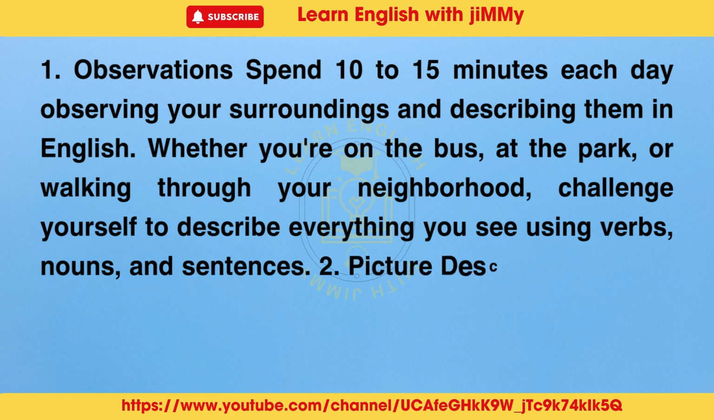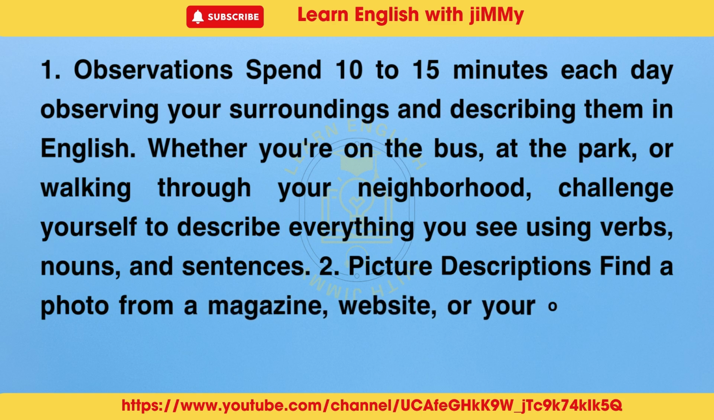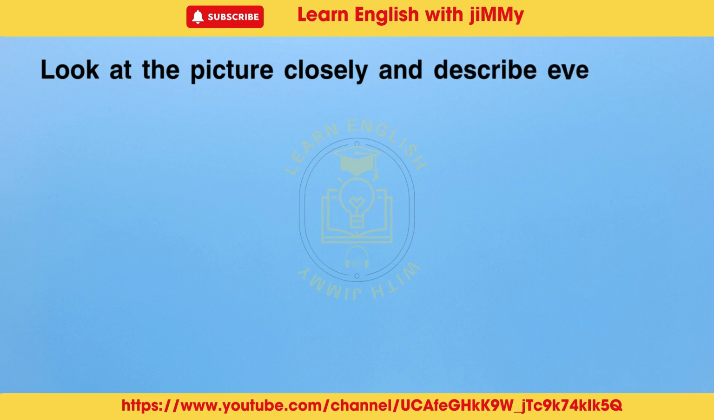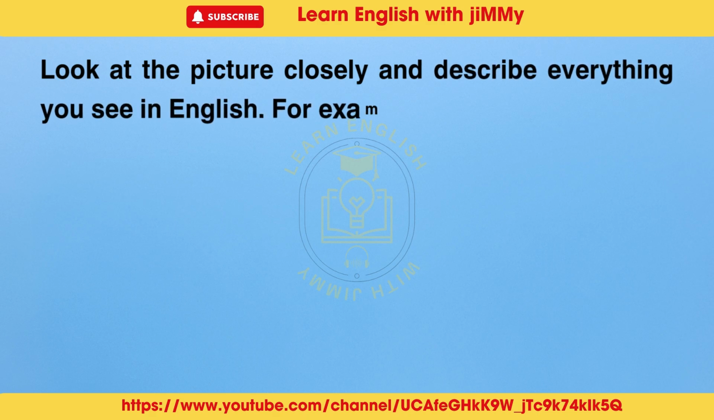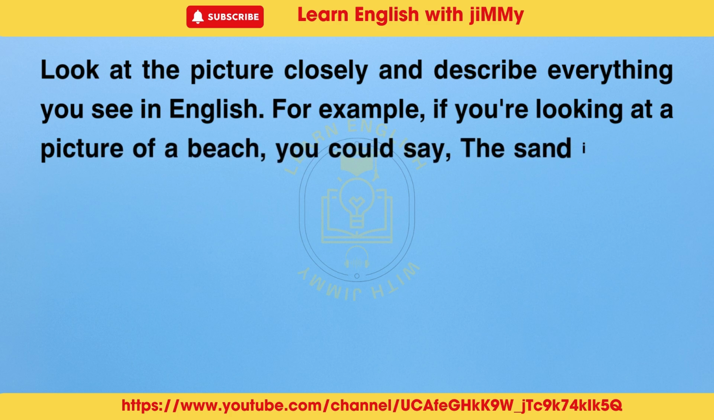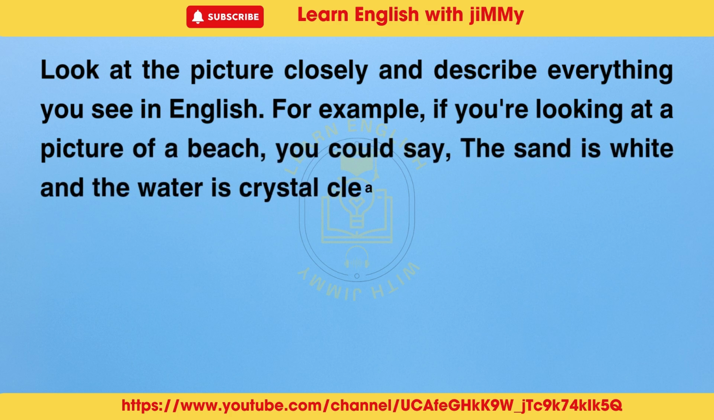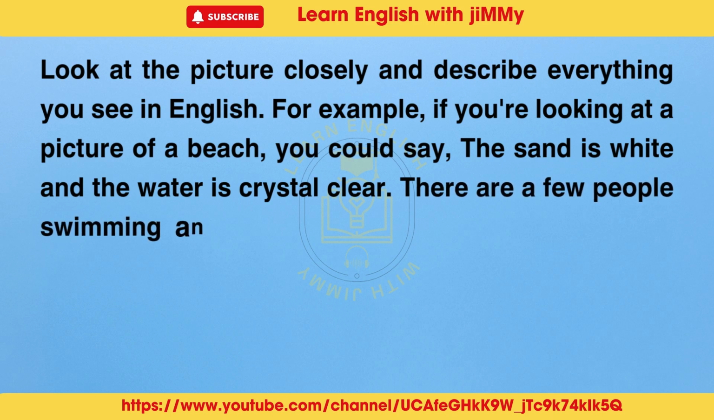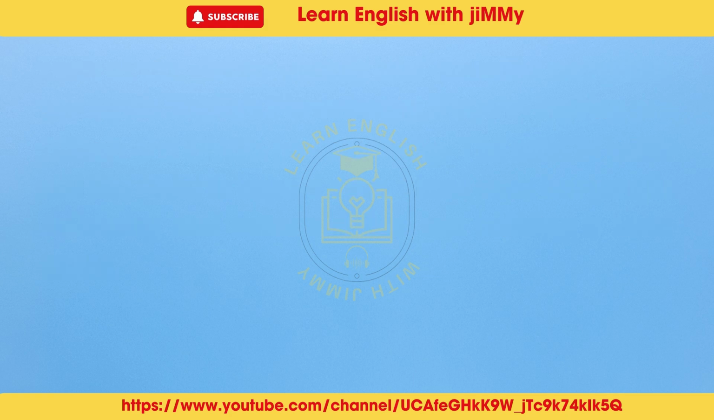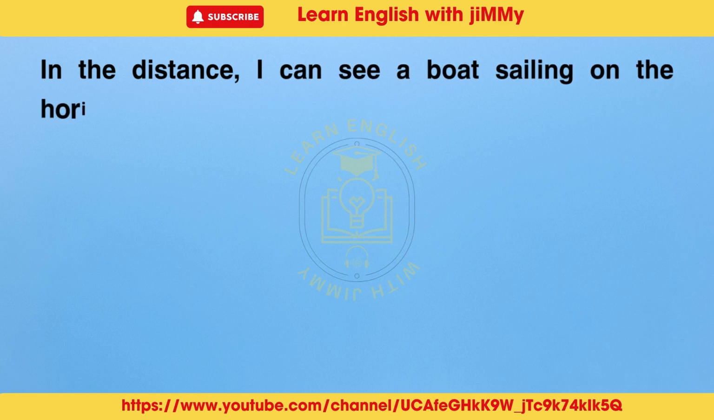2. Picture descriptions. Find a photo from a magazine, website, or your own photo album. Look at the picture closely and describe everything you see in English. For example, if you're looking at a picture of a beach, you could say, "The sand is white and the water is crystal clear. There are a few people swimming and some children are building a sandcastle. In the distance, I can see a boat sailing on the horizon."